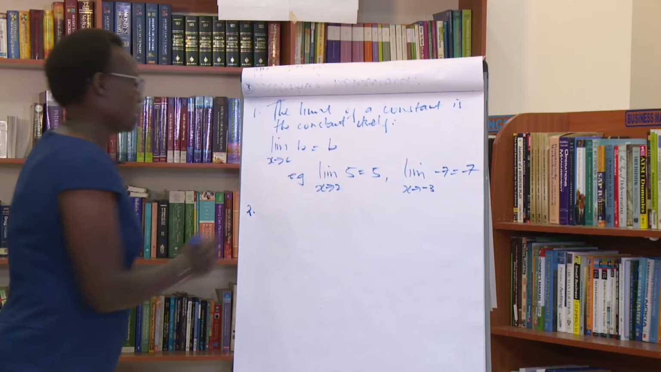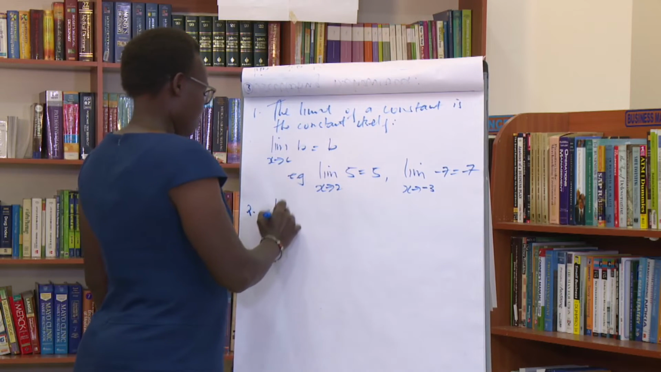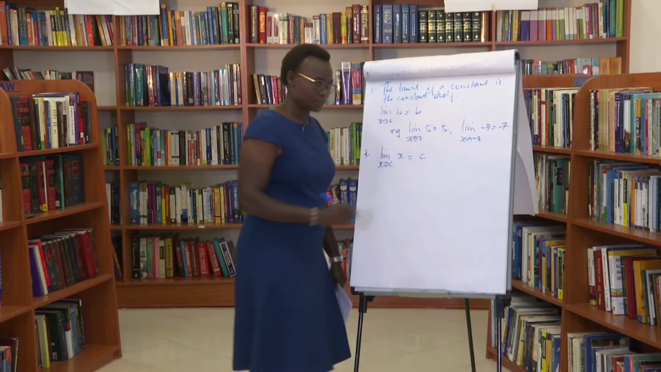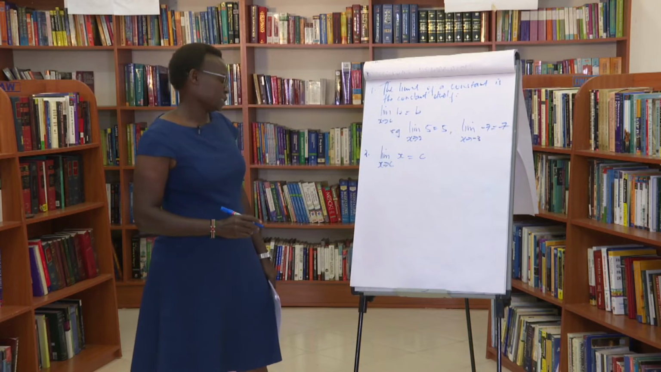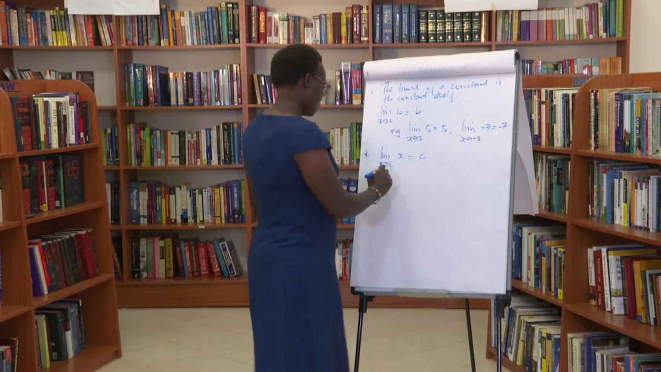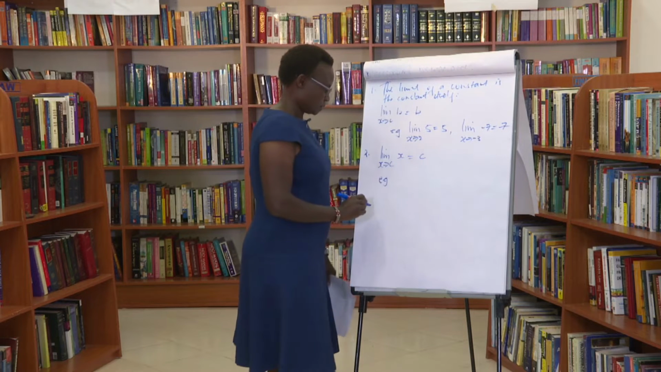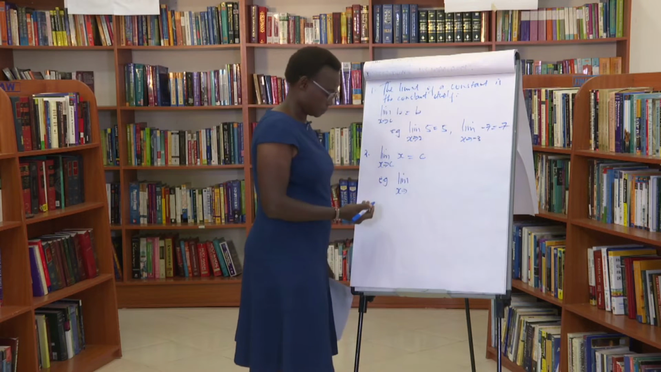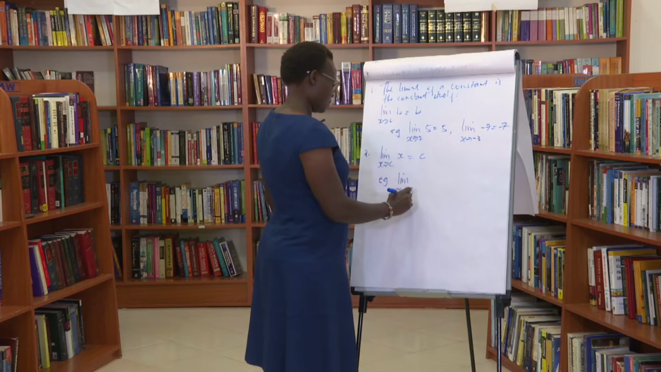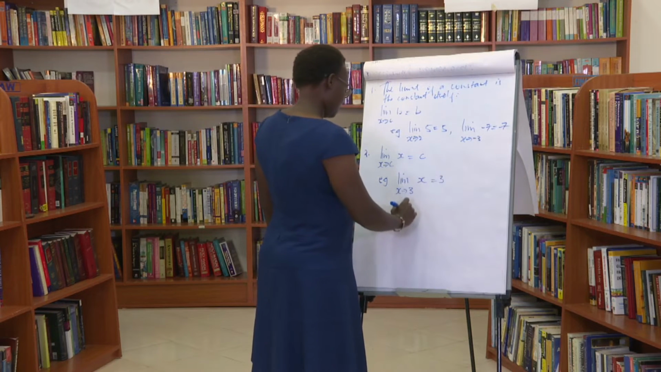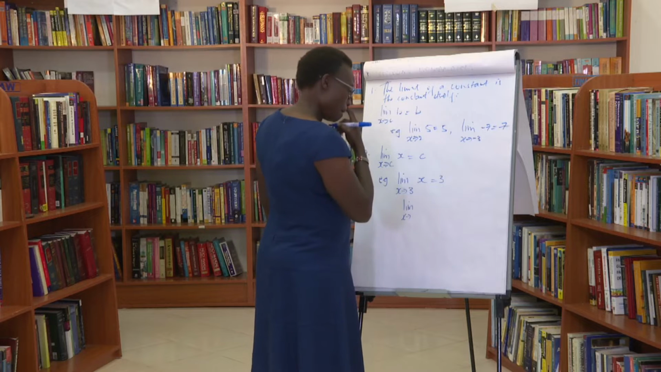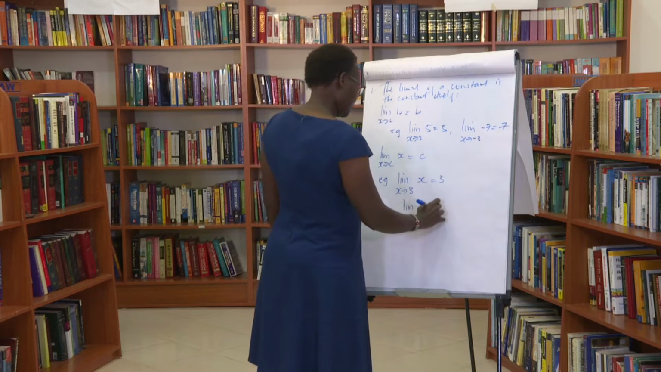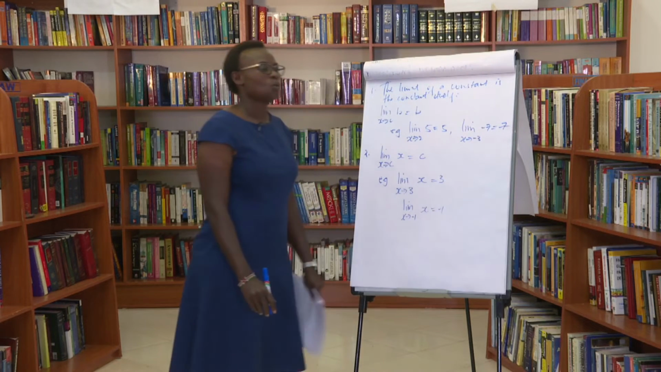The second property is that the limit as x tends towards c of x is c. So, for example, the limit as x tends towards 3 of x will be 3. The limit as x tends towards negative 1 of x will be negative 1.